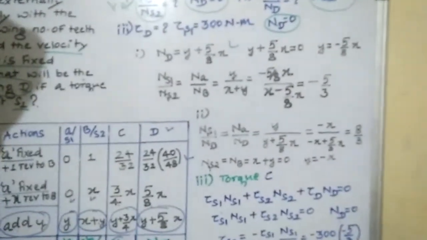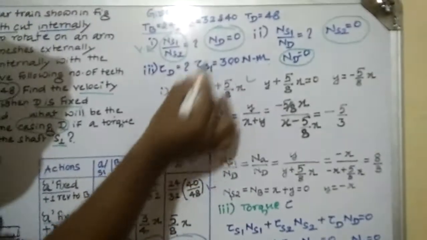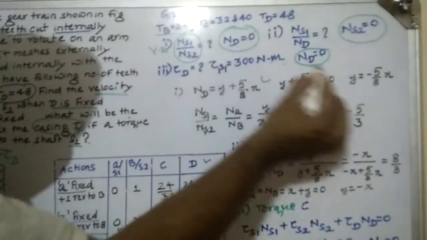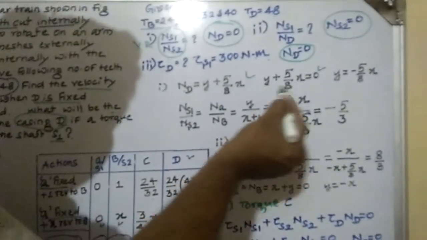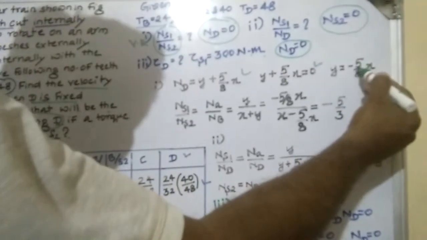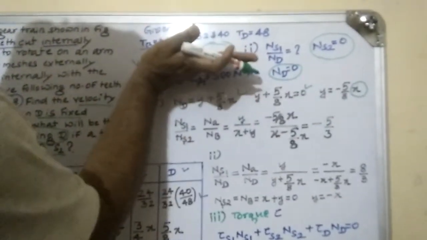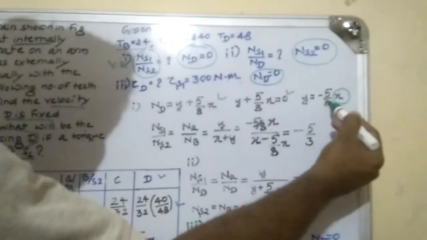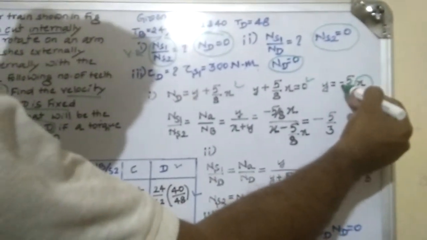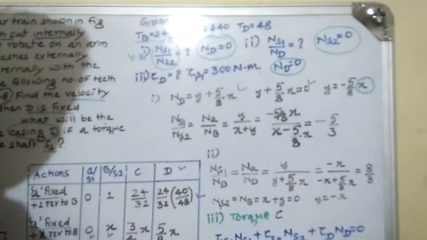I have taken this one from the tabular method. ND is given as 0 in the first case. You put ND equal to 0, then I will keep the formula in the form of y equal to an expression in x. In the first case, ND equals 0, so you come to the first one. Then we get y equal to minus 5 by 8 into x.